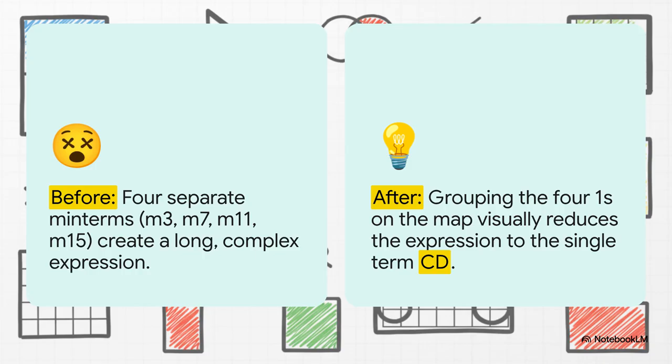Let's analyze it. Inside that group, as you go from top to bottom, what changes? The A and B variables flip around. Since they change, poof, they're gone. They're eliminated. Now, what stays the same for that entire group? Well, C is always 1, and D is always 1. So that whole complicated mess just simplifies down to one beautiful term, CD. That's it. That's the magic.